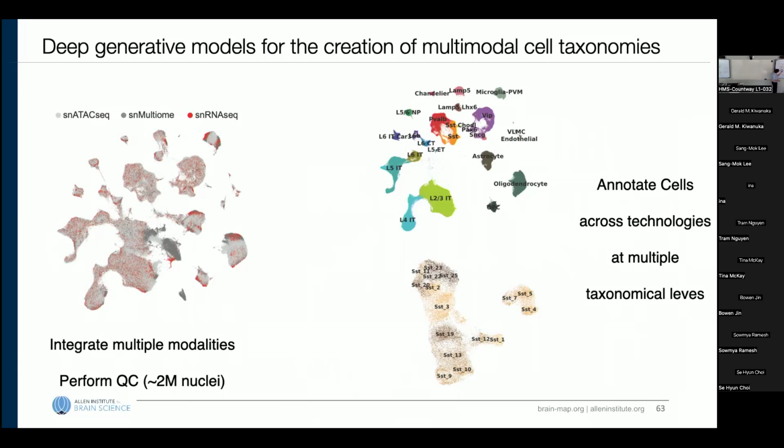This was something quite obvious: these were cells that originated from just one donor. That donor was attacked, and the cells were of poor quality. You are quite certain that you could remove all of these blocks because you could interpret the variation in the data. So removing those cells and then integrating with MultiVI, we were able to annotate cells across technologies at multiple levels of resolution.